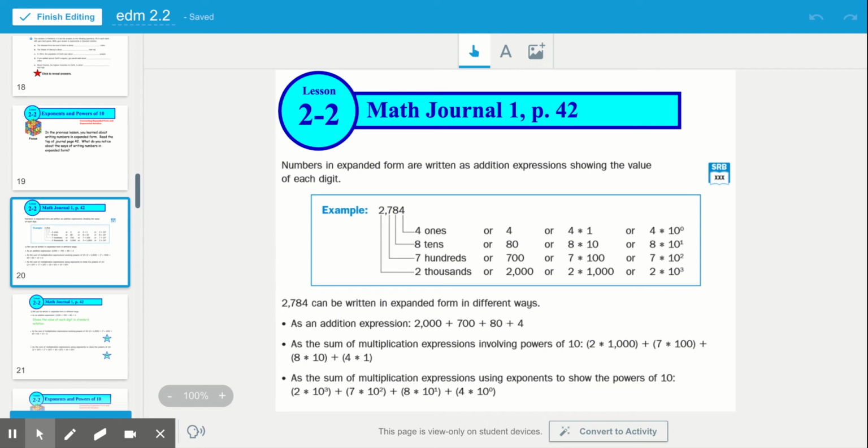So 2,784 can be written in expanded form in different ways. As an addition expression, it's simply 2,000 plus 700 plus 80 plus 4. As the sum of multiplication expressions involving powers of 10, we've got 2 times 1,000 plus 7 times 100 plus 8 times 10 plus 4 times 1. And then we can even move it further and use powers of 10, 2 times 10 to the third, plus 7 times 10 to the second, plus 8 times 10 to the first, plus 4 times 10 to the 0 power.